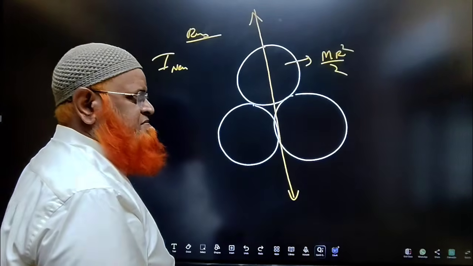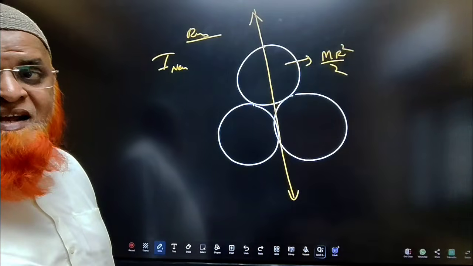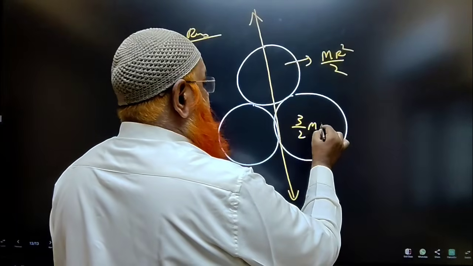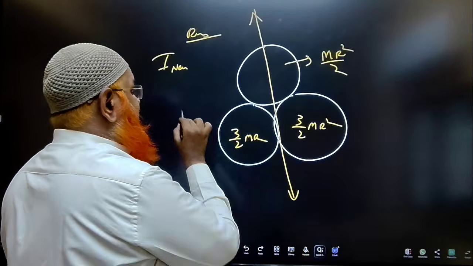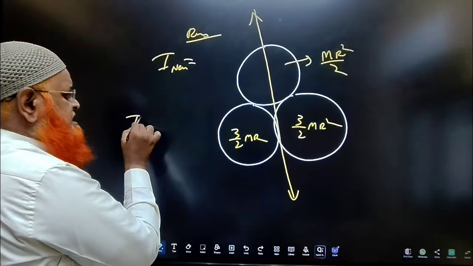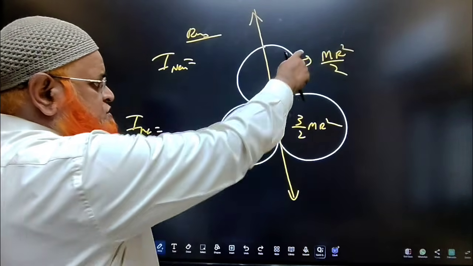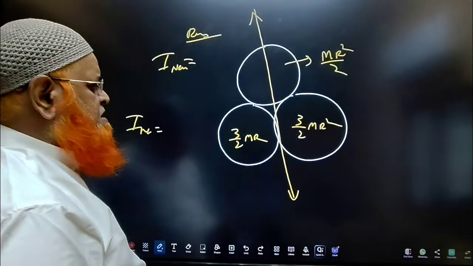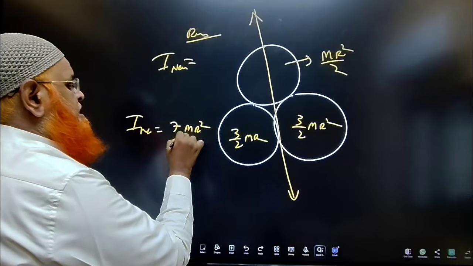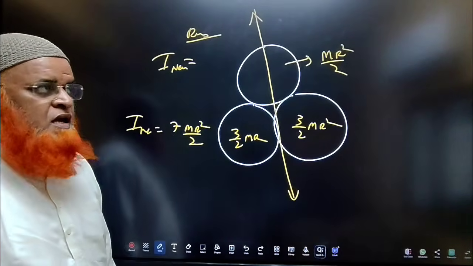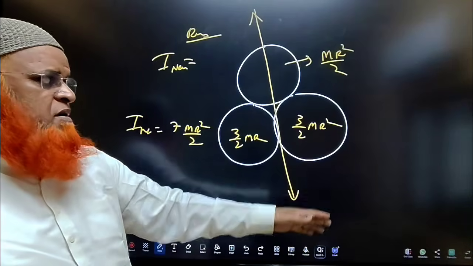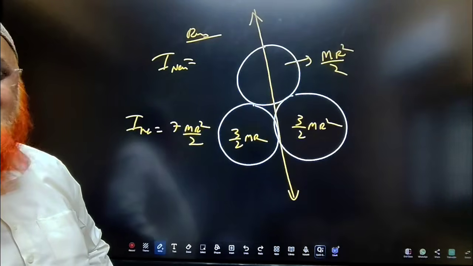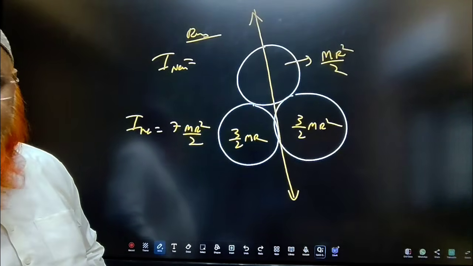For one more ring along the tangent, it is 3 by 2 Mr square. This is also 3 by 2 Mr square. Add them now. Net means this is 1 plus 3 plus 3. Mr square by 2 is common. 1 plus 3 plus 3, how much? 7 Mr square by 2. Understood what I am saying now? So Mr square by 2 plus 3 Mr square by 2 plus 3 Mr square by 2 means Mr square by 2 is common, and 1 plus 3 plus 3 is nothing but 7 Mr square by 2. Is it understood? This is about the 3 rings.